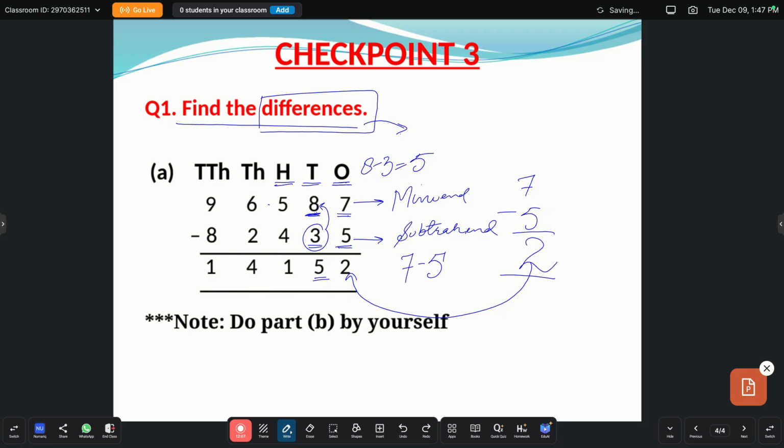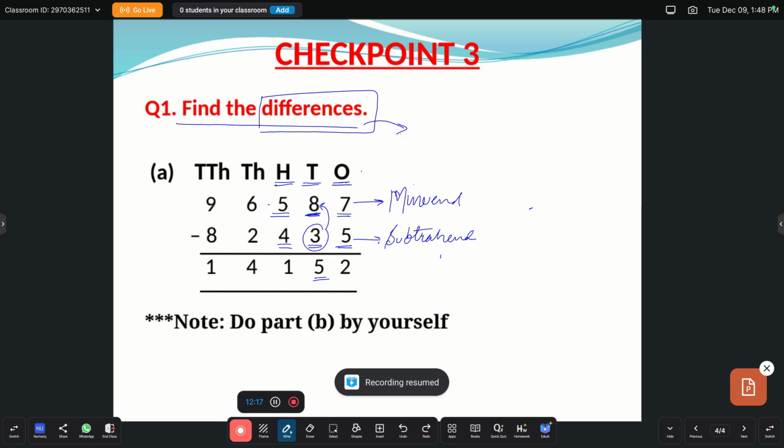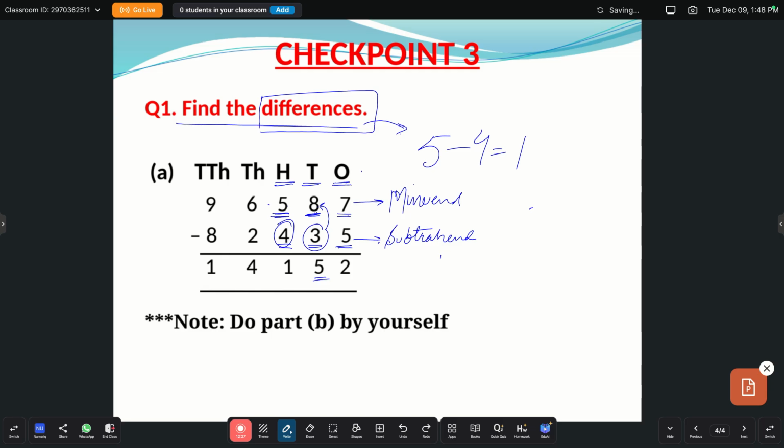Moving to hundreds column. Beta, what is the minuend? It is 5. What is the subtrahend? It is 4. Okay, dear students, here our minuend is 5 and our subtrahend is 4. Tell me, what is 5 minus 4? It is equal to 1. Very good. Now, moving to this thousands column. Here our minuend is 6 and our subtrahend is 2. 6 minus 2 is equal to 4.